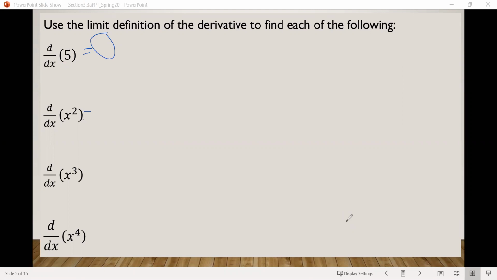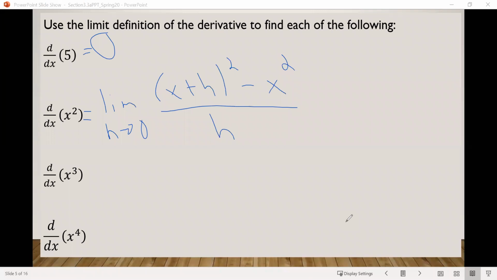All right, let's do x squared then. So here now, we'll do the limit as h approaches 0. I'm going to do f of x plus h. This means we plug in x plus h for x, so (x plus h) squared minus x squared all over h.